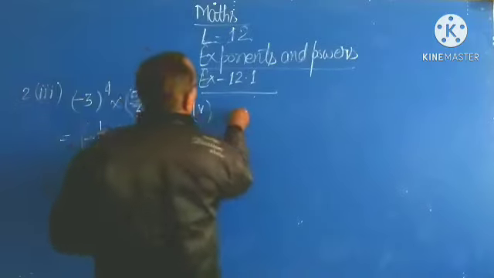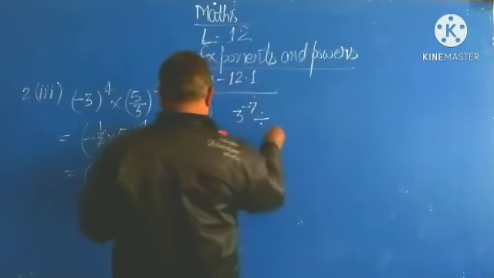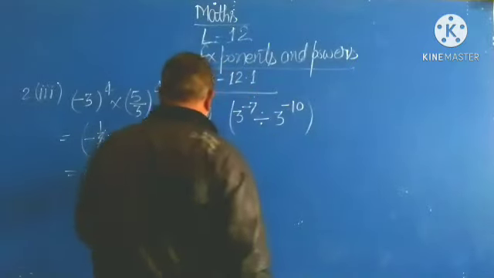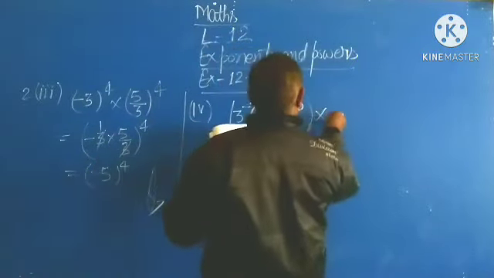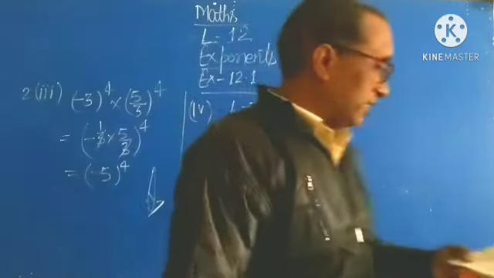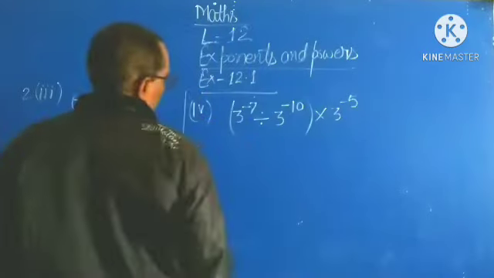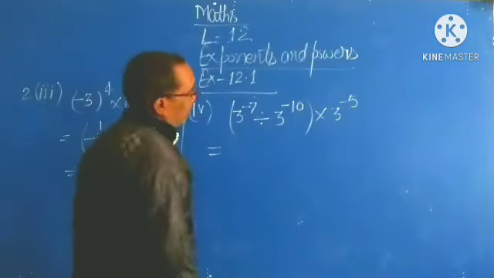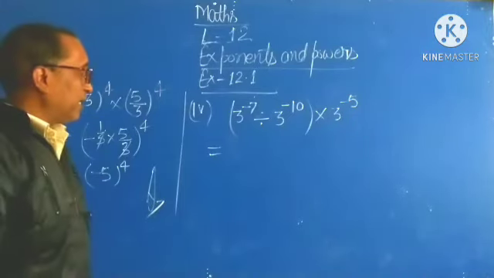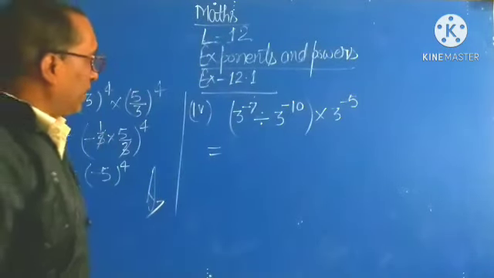Fourth part is 3 raised to power minus 7 divided by 3 raised to power minus 10 in the bracket, then you write into 3 raised to power minus 5. You simplify this expression and write down in a power notation with positive exponent. First of all, you simplify the bracket by using the law a raised to power m divided by a raised to power n, that is equal to a raised to power m minus n.